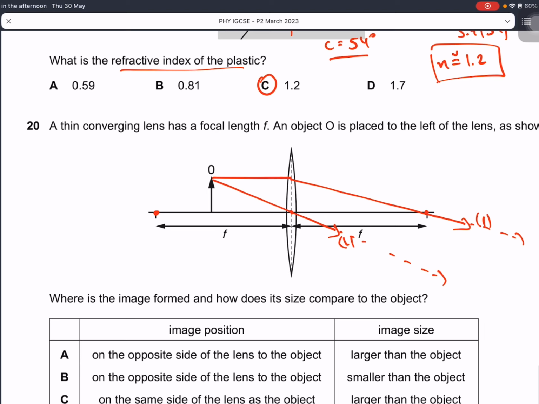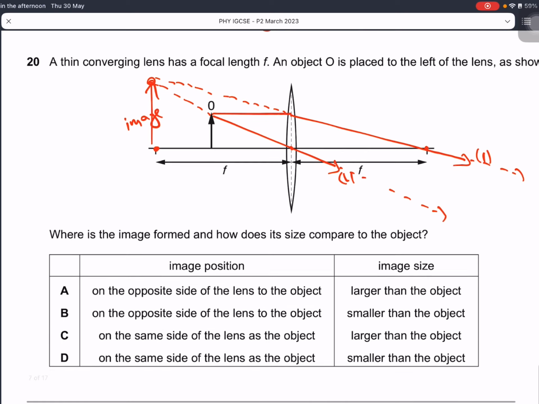You may remember from your teacher's notes, if the object is placed between the lens and the focal point, you will not meet the lights. You have to extend them back, okay? Which is going to be what? Virtual, exactly. So it's going to be virtual here. They meet at the extension part. So this is our image actually, guys.